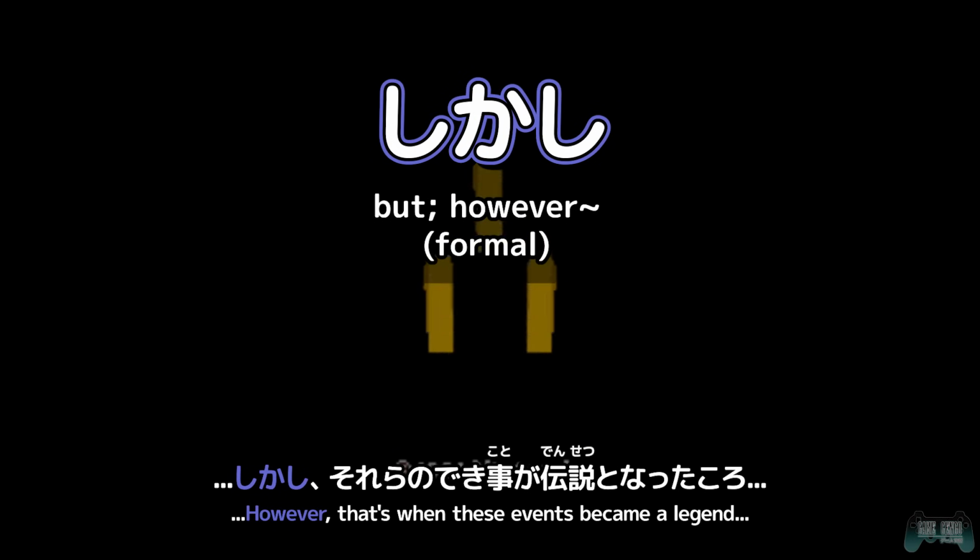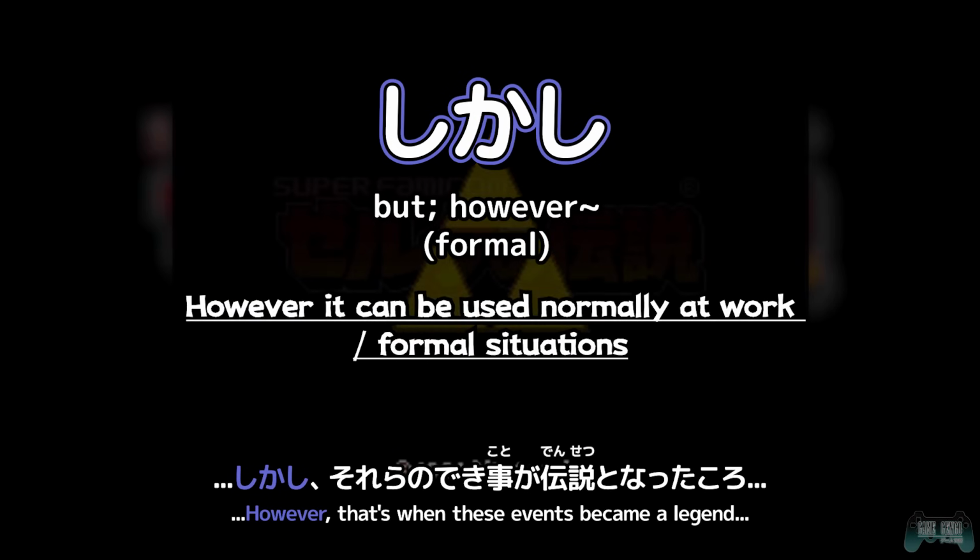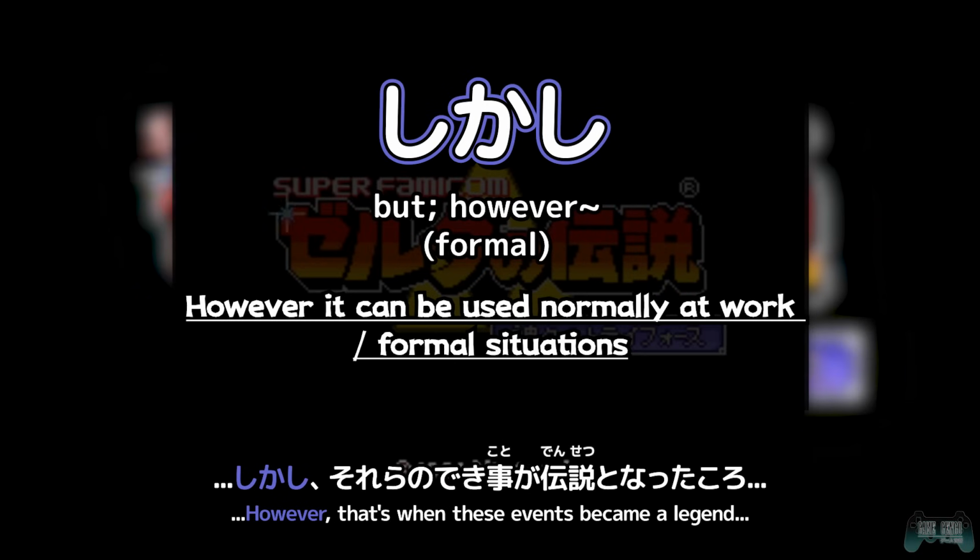However, for your normal conversation when you're talking with friends or family, you would probably use something else, not necessarily しかし, unless you're wanting to get that dramatic effect.